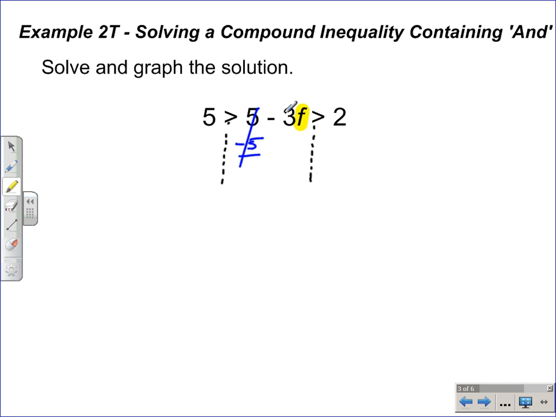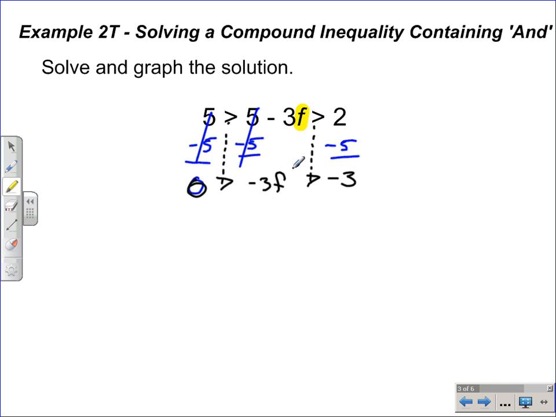That'll leave us the negative 3f. Bring down the inequalities at this time, and now we're going to go back and subtract 5 from the other two parts. 5 take away 5 gives us 0. And on the right, 2 take away 5 is a negative 3.